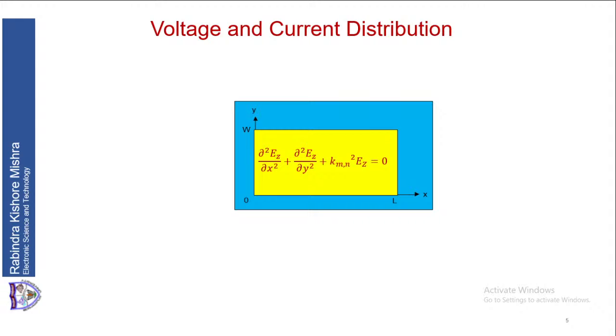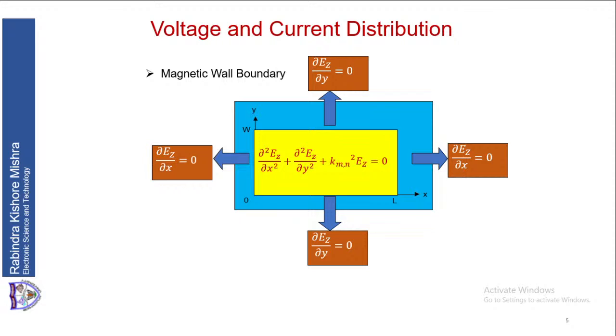Now, at the boundary of the cavity, the boundary condition will be satisfied, and as you know, it will be the magnetic boundary condition. Since it satisfies the magnetic boundary condition, along the x-axis, ∂Ez/∂y is equal to 0. So along the x-axis, you can see the top and bottom, there we show ∂Ez/∂y is equal to 0. Similarly, along the y-axis, ∂Ez/∂x will be equal to 0. So on the left and right boundaries, ∂Ez/∂x is equal to 0. So these are the two conditions that will be satisfied. What are the two conditions?